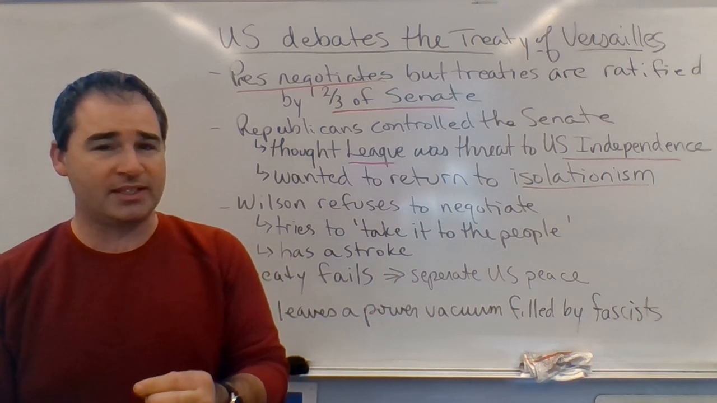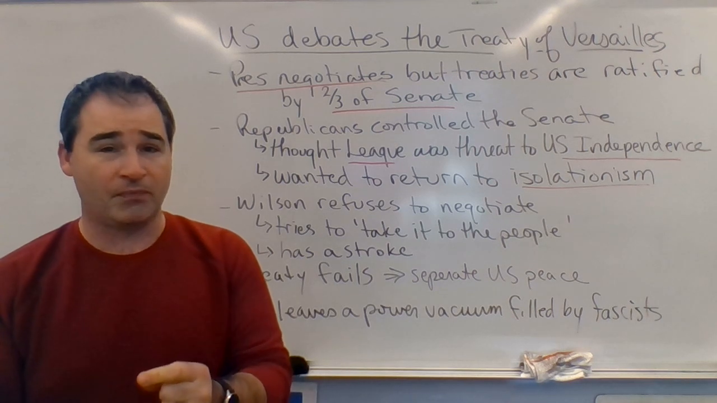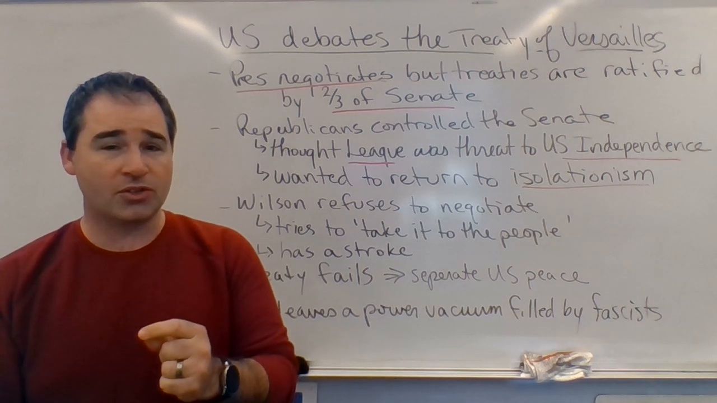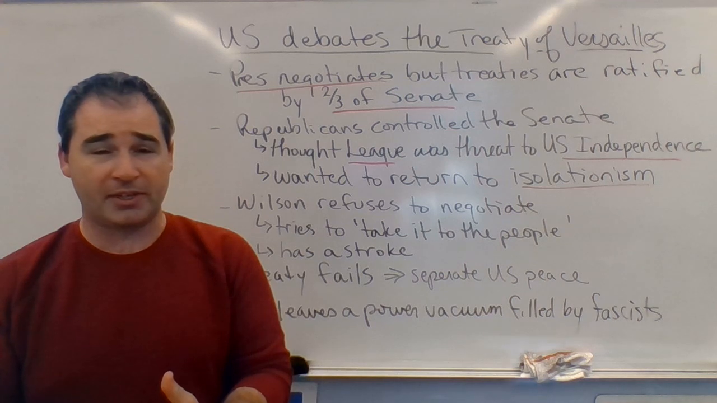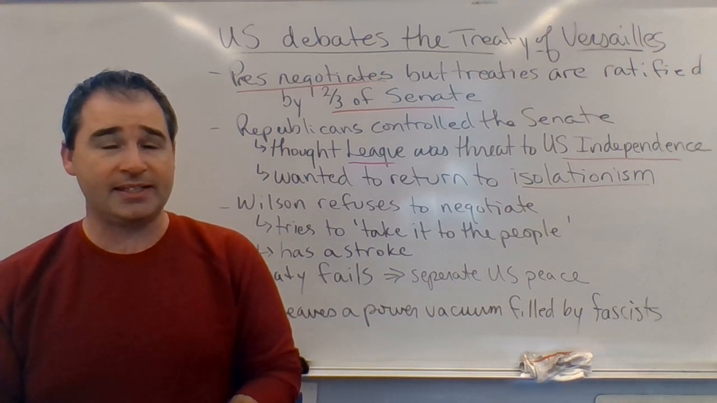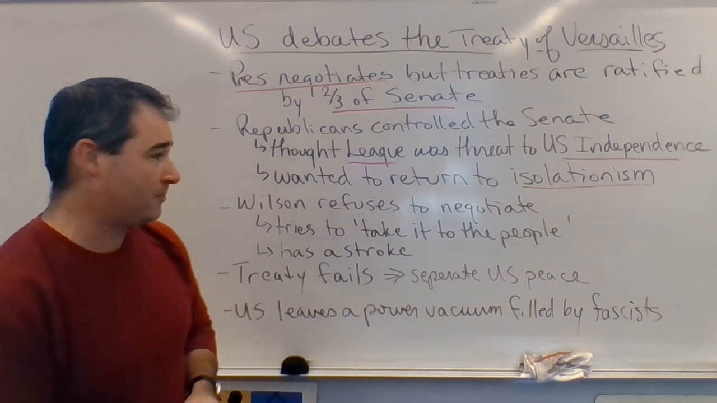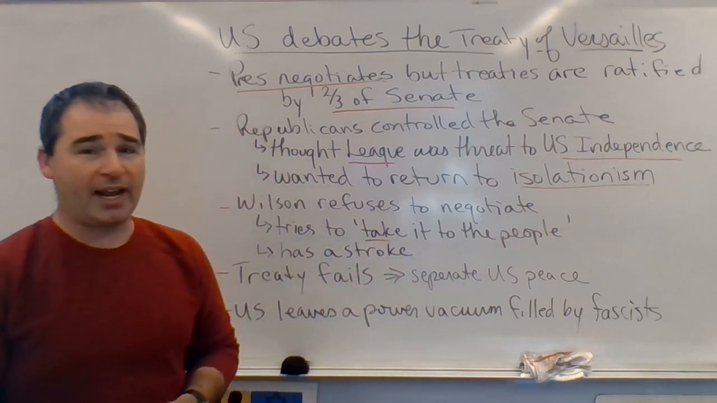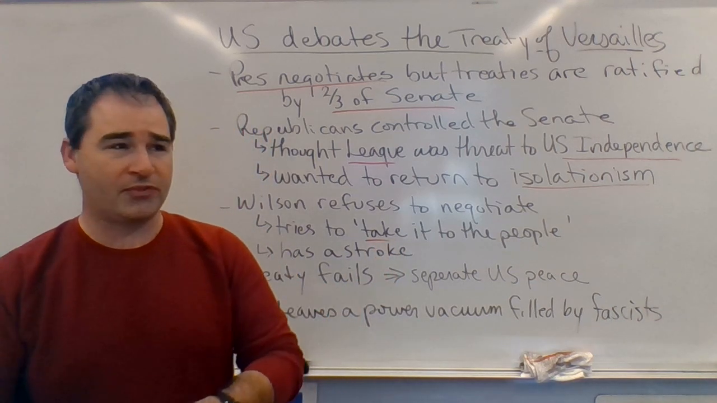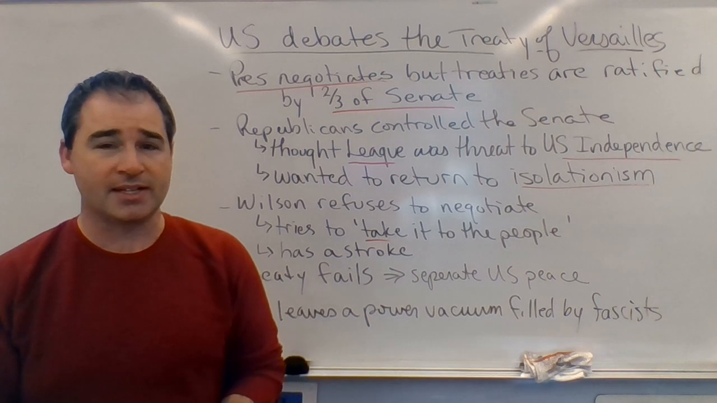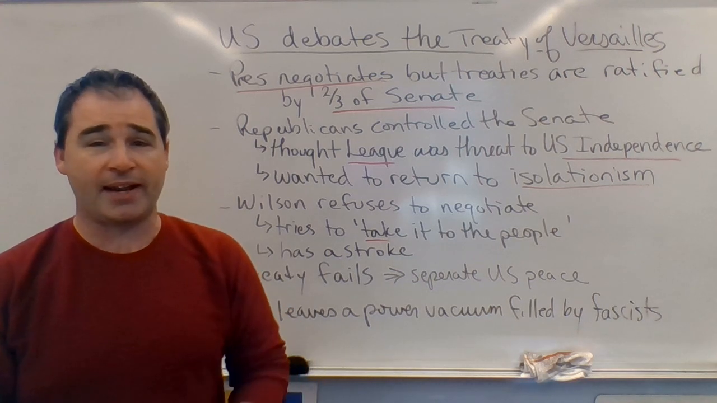Wilson, for his part, saw the League as something that was going to be vital to preventing future world wars. So he refused to negotiate with the Republicans about any of this stuff. And he said he was going to take it directly to the people. He started a train tour where he would have gone to 29 or 30 different cities and spoken a couple of different times a day in support of the Treaty of Versailles.